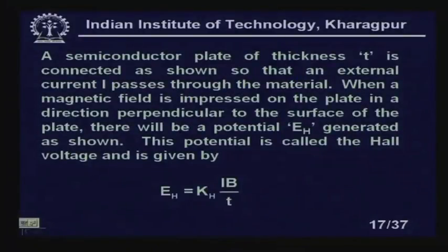So, a semiconductor plate, as I told you, will have a larger value of the Hall voltage. A semiconductor plate of thickness T is connected as shown, so that an external current I passes through the material.